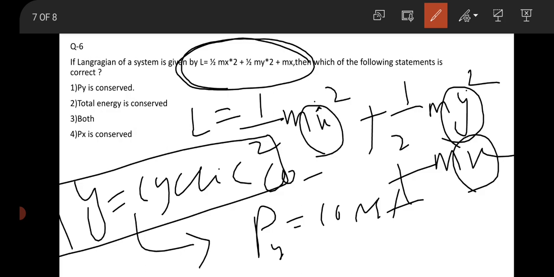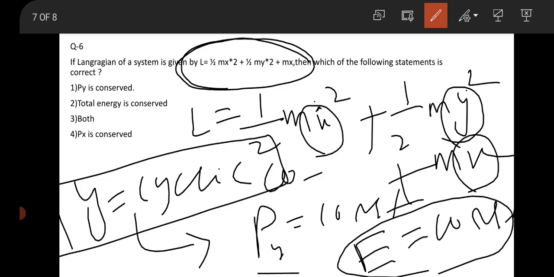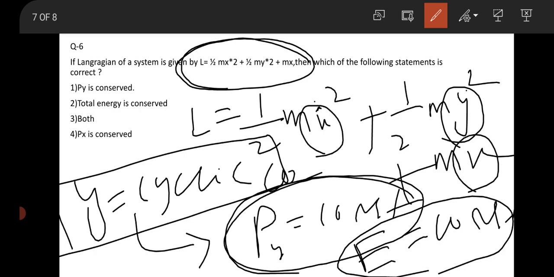But this Lagrangian is also a time independent Lagrangian. If the Lagrangian is time independent, we know the total energy of the system must be constant. So in this case, total energy will be constant, and the y component of the linear momentum will be constant. So py is conserved, this statement is correct, and total energy is constant, this statement is also correct. So option C will be the correct answer, that is, both statements are correct for the given question. This is one of the most important questions for the Lagrangian.